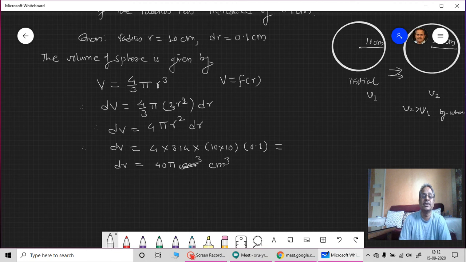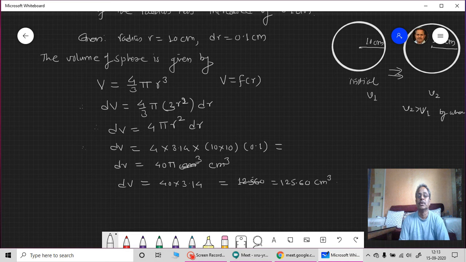So dV is 40 into 3.14, so I can calculate there. 4 into 4 is 16, 4 into 1 is 4 plus 1 is 5, and 4 into 3 is again 12, so this is 125.60 centimeter cube. So this much is the increase in the volume of the sphere as given by this example. Okay, so this is the final answer.